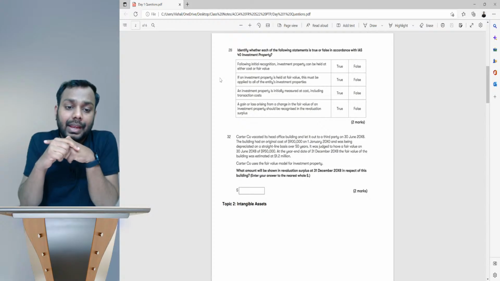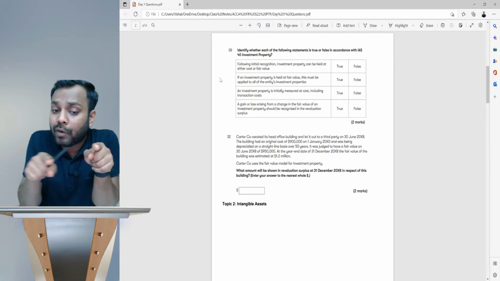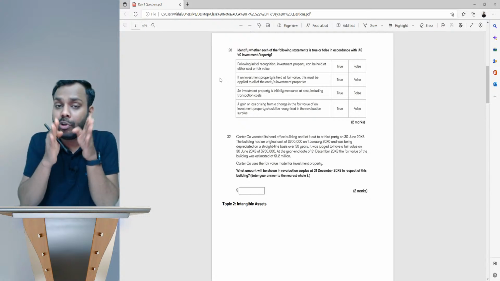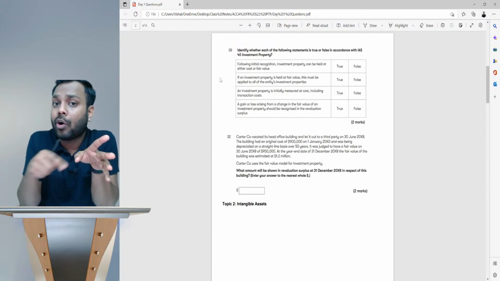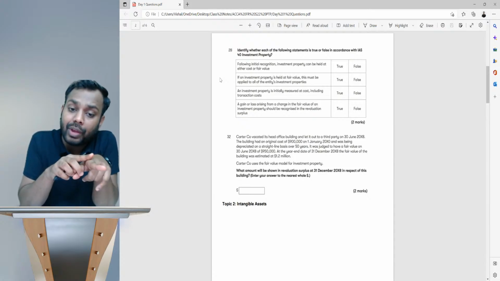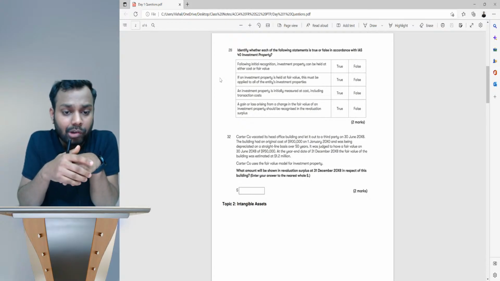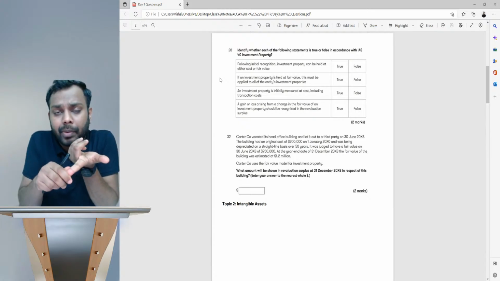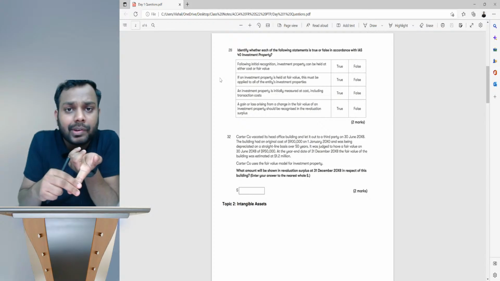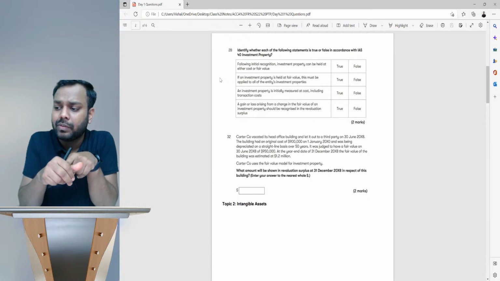If an investment property is held at fair value, this must be applied to all of the investment properties, right? That's what I told, that investment property is in itself one class of asset. So whatever policy will apply to all the investment properties. And investment property is initially measured at cost, including transaction costs, right? True. Initially, either property, plant, equipment or investment property, all of them are measured at cost. It's true, right?